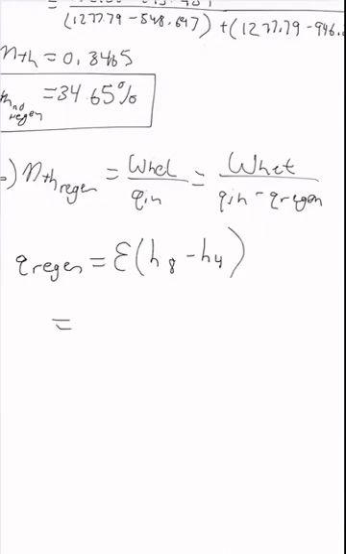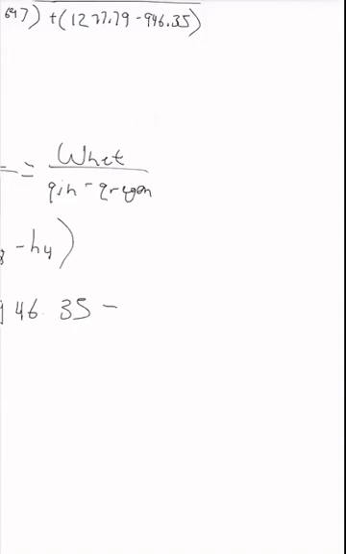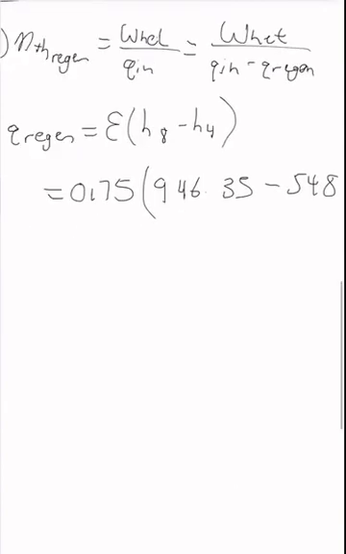And then our effectiveness is 75%, H8 is 946.35 minus 548.697. And remember, this is kilojoules per kilogram. And that gives us a Q regeneration of 298.24.